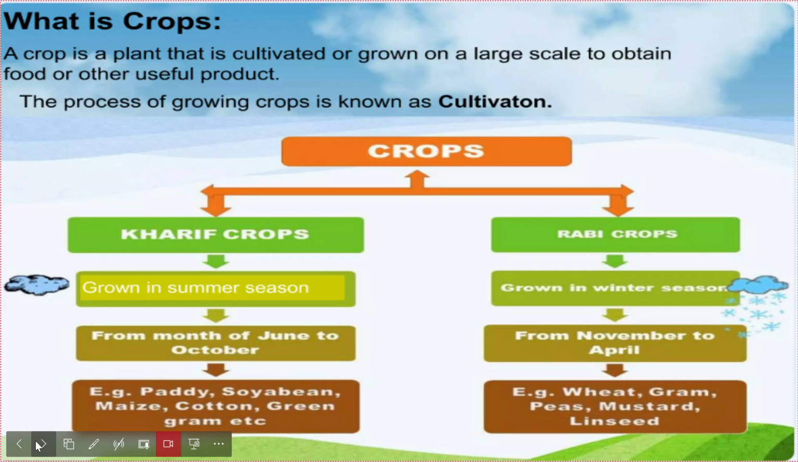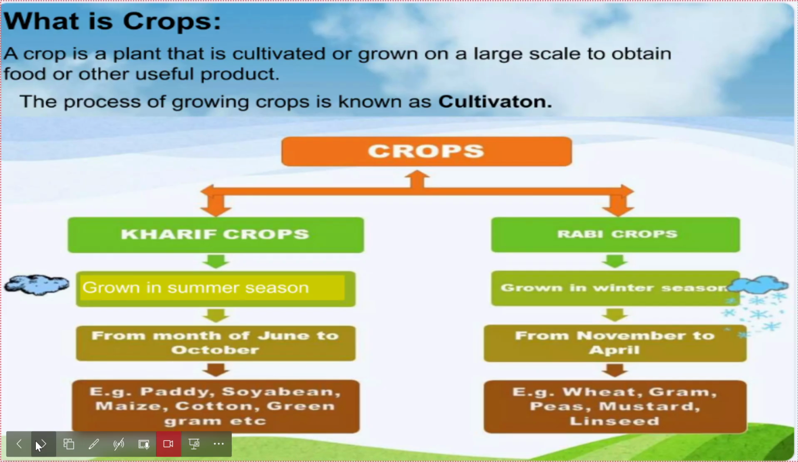Now there are mainly two types of crops: Kharif crops and Rabi crops. The Kharif crops are grown in the summer season. They depend on monsoon rains. They usually grow in the months of June to October. Examples of Kharif crops include paddy, maize, cotton, green gram, etc.